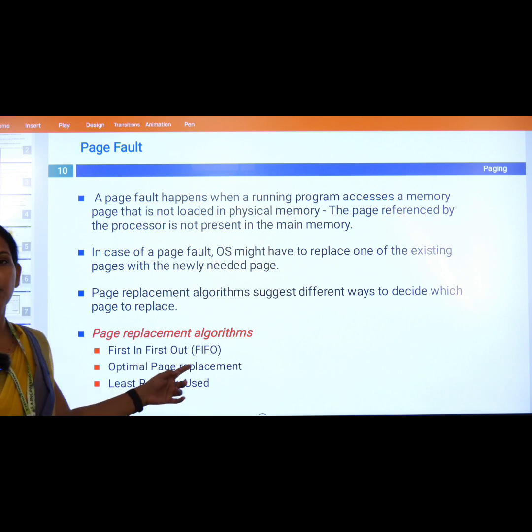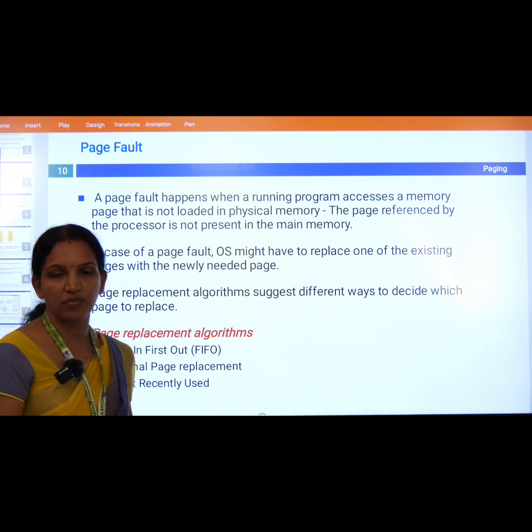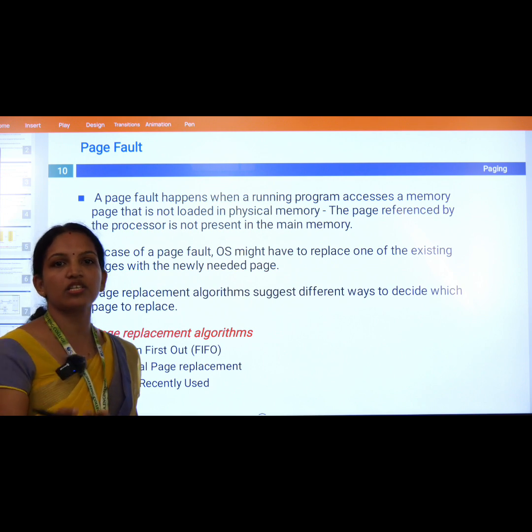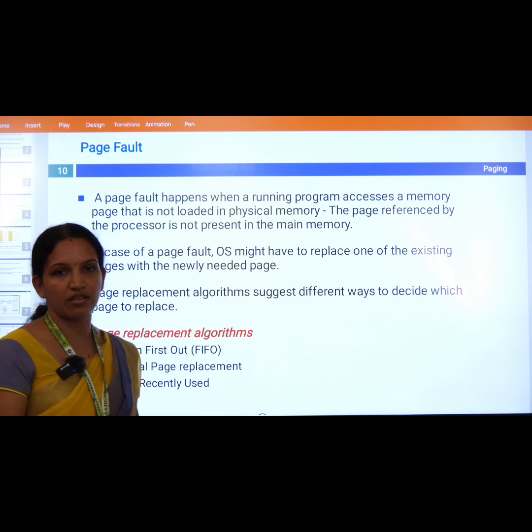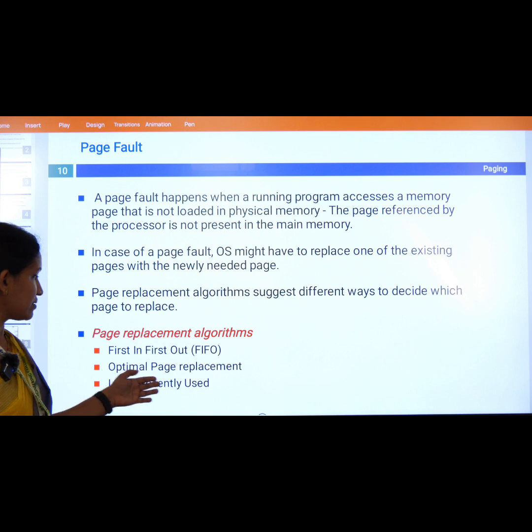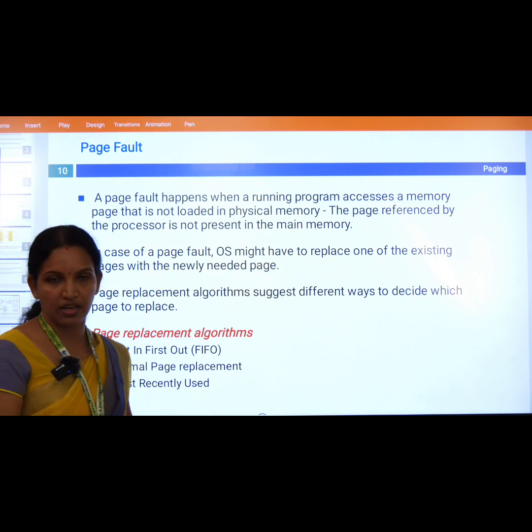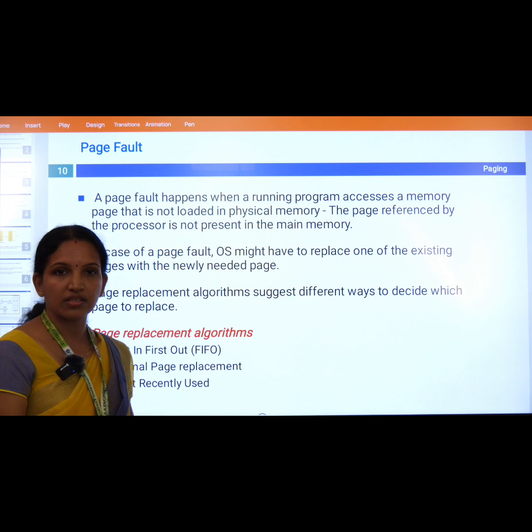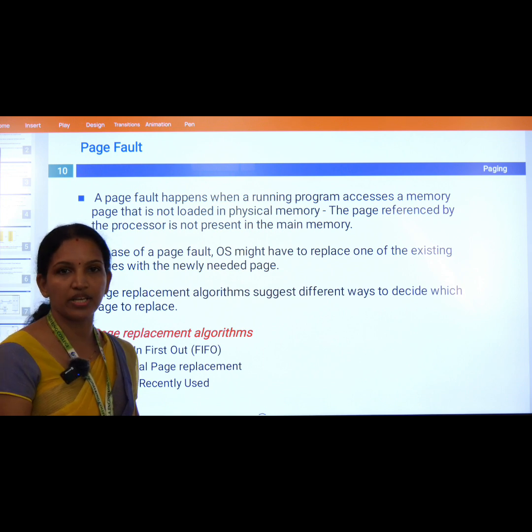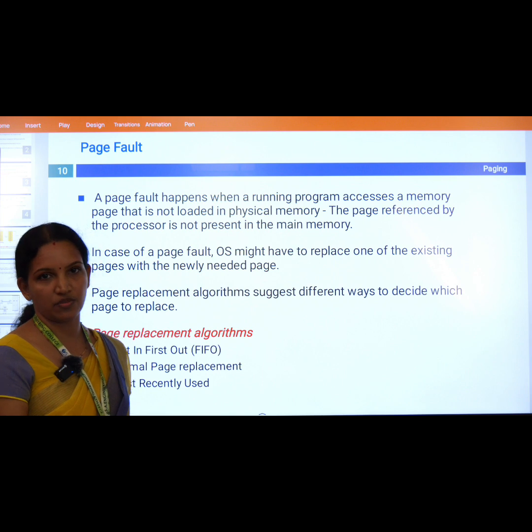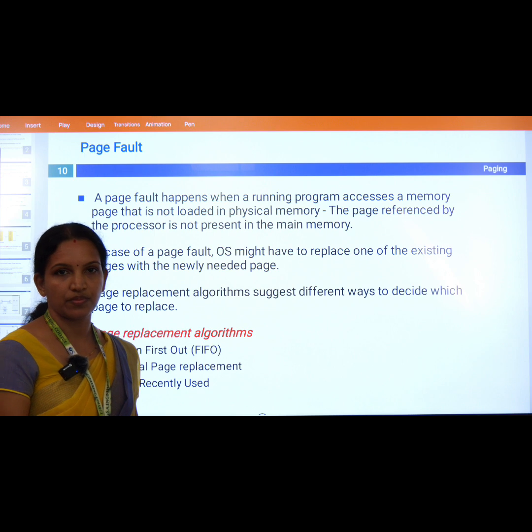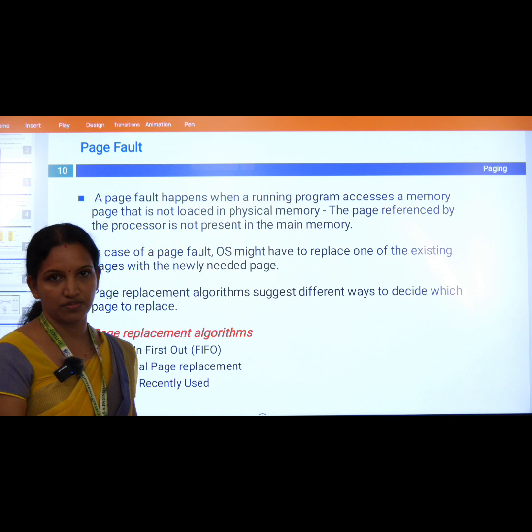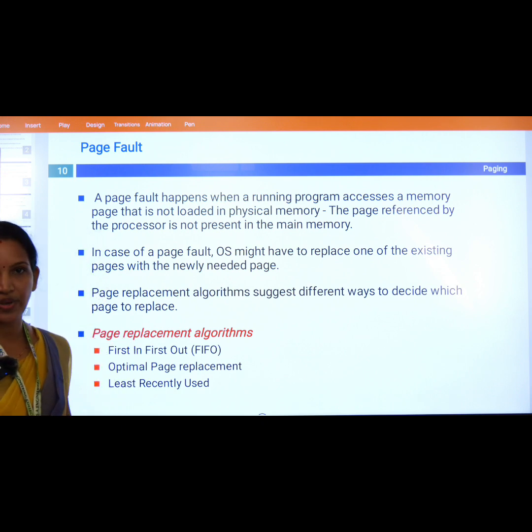The first algorithm, FIFO or first in, first out, is a very simple method. The first page which is loaded into the main memory will be the first page to be replaced. The second algorithm, optimal page replacement, replaces first the page that will not be used for the longest period in the future. The third method is least recently used, which means the page which is least recently used will get replaced first. So that's all about the basics of paging.